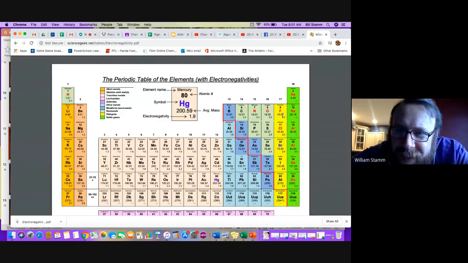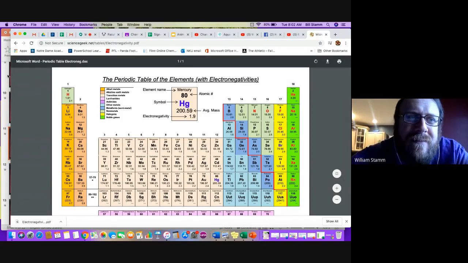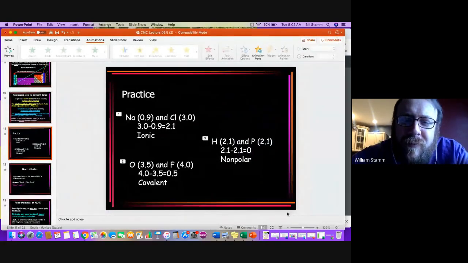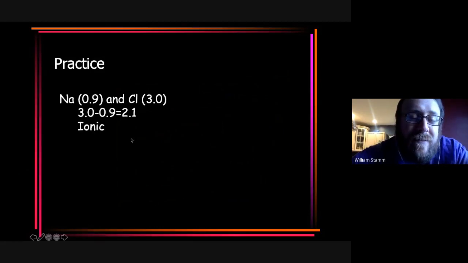Like fluorine here, the highest one, is 4.0. Oxygen's 3.5. Carbon's 2.5. Sodium is 0.9, the first example we're going to use. Chlorine, way over here on the right side, is 3.0. So when we look at problems like this, you just look at a chart. You don't have to memorize them. 3.0 for chlorine, minus sodium's 0.9.